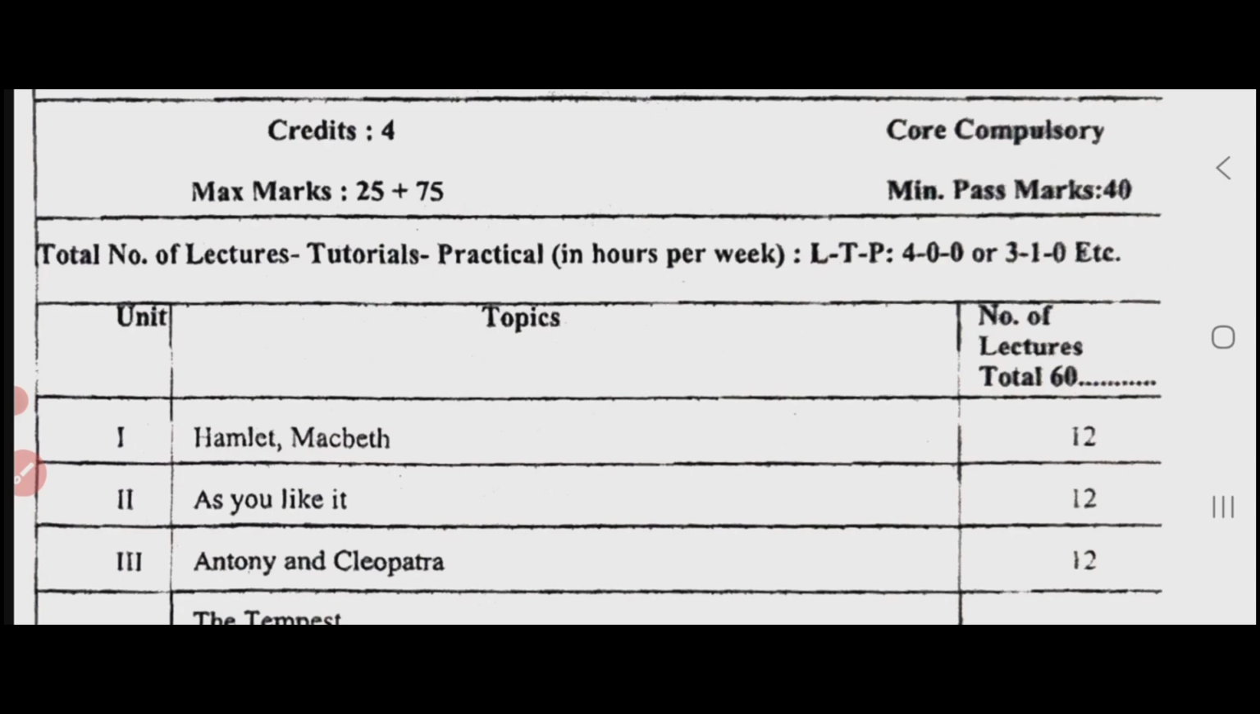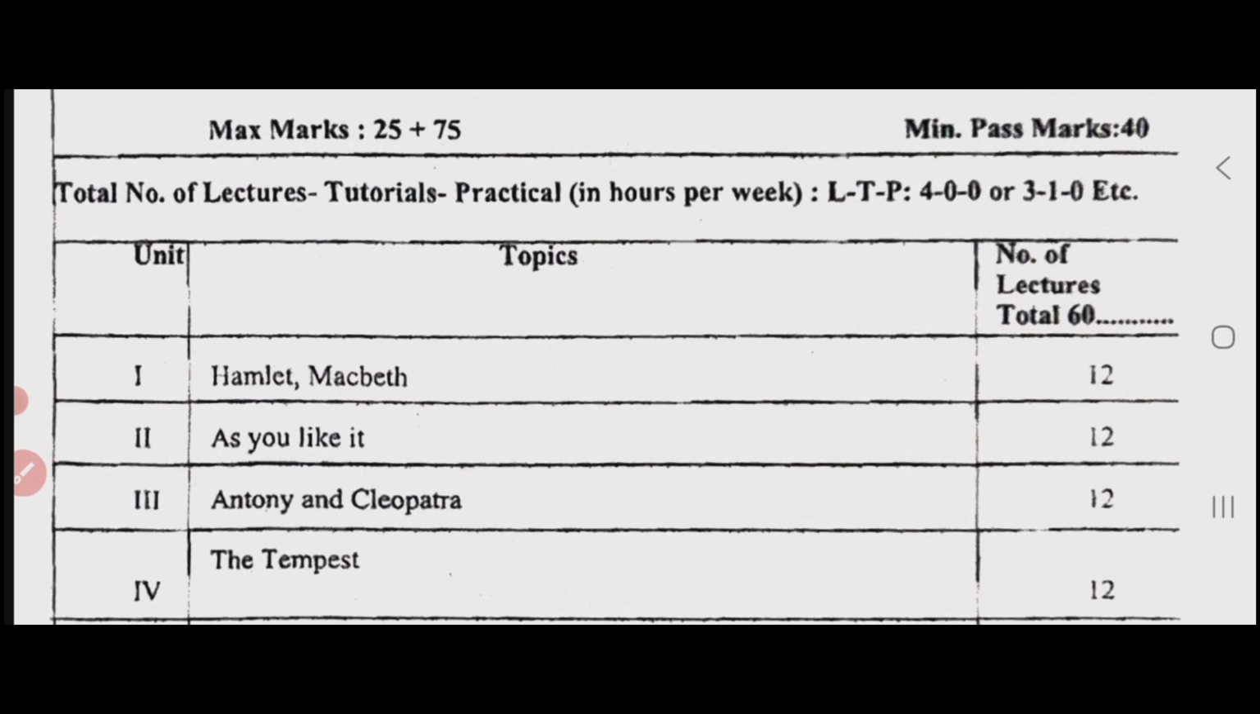Unit 4 contains The Tempest. This is one of Shakespeare's most widely studied later plays. The central character is Prospero, the former Duke of Milan. The play contains several themes: power, magic, revenge, forgiveness, colonialism, freedom and slavery, nature and civilization.